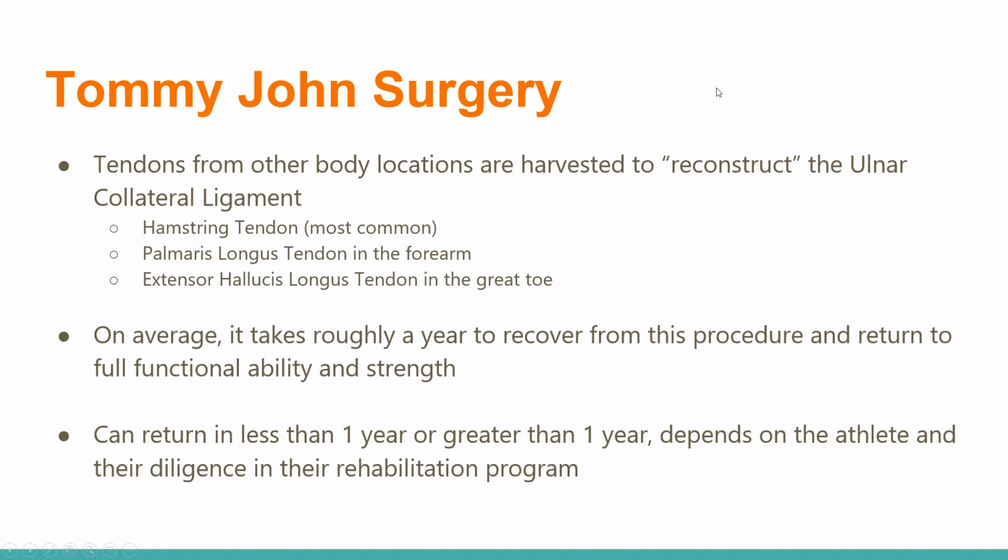Tommy John surgery is where tendons from other body locations are harvested to reconstruct the ulnar collateral ligament. Typically, most commonly, you will find them harvested from the hamstrings, but they can also be harvested from the palmaris longus tendon and the extensor hallucis longus tendon.